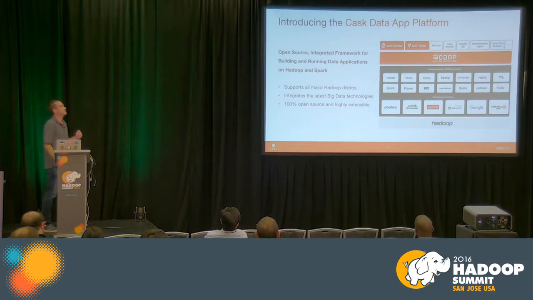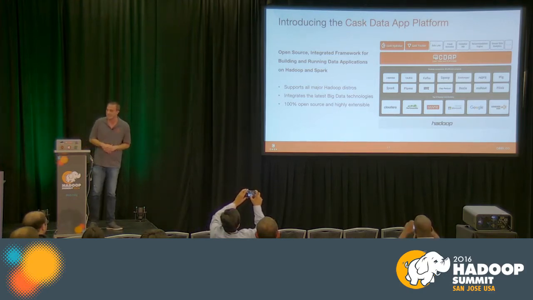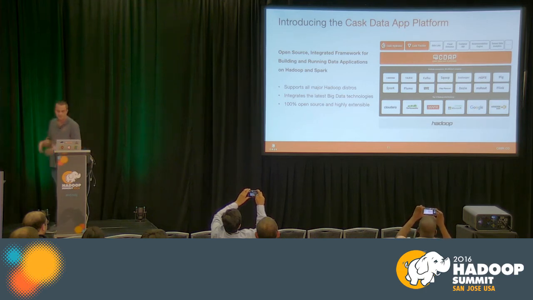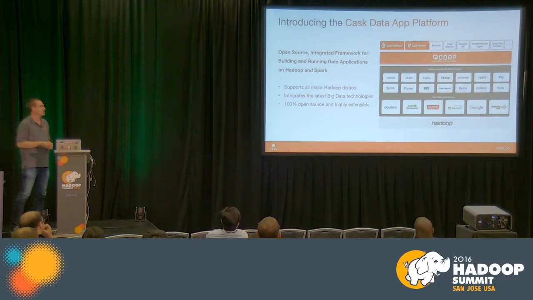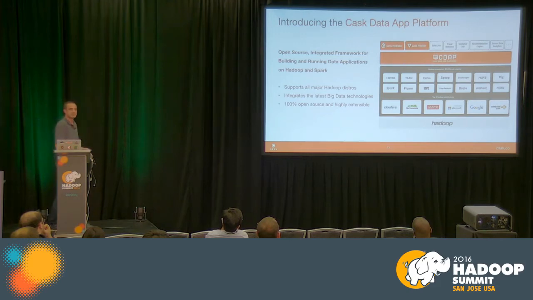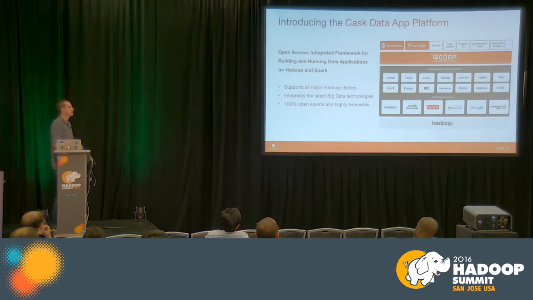So CDAP. CDAP is 100% open source, and it is an integrated framework for building and running data applications using technologies like Hadoop and Spark. So we support all the major Hadoop distributions, complete portability of all your apps. We integrate with all the latest and greatest, things like Kafka, Spark, Yarn, HBase, Hive, Hive on Spark, Hive on Tez, all of the good stuff. The next release will be integrating with Flink. So we really try and stay on top of what's the latest and greatest.